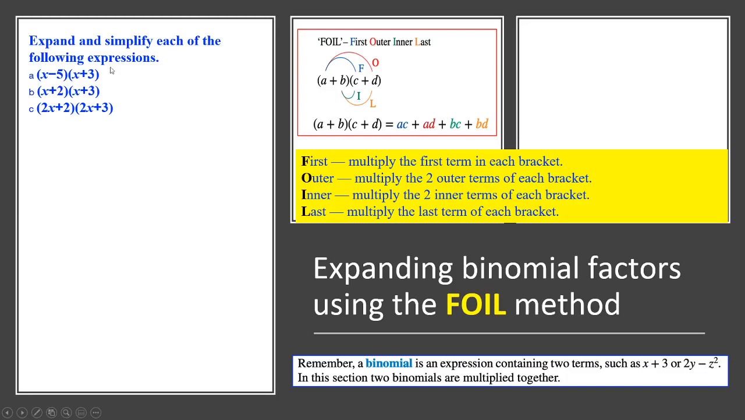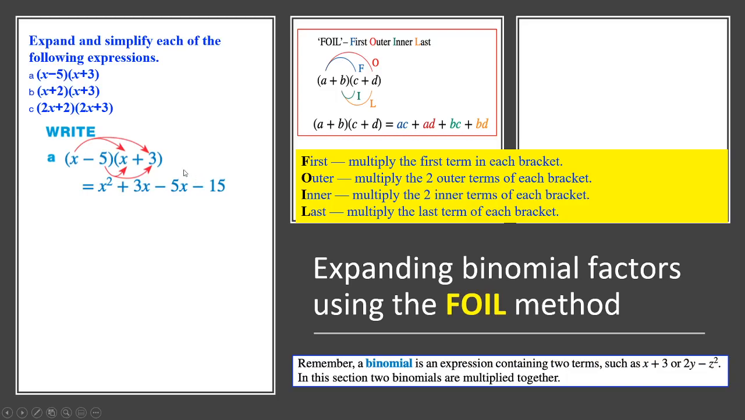So let's have a look at this first example over here. x minus 5 and x plus 3 are our two binomials and we're multiplying them together. First off, sometimes we'll draw some arrows to give us a little bit of a hint of what we need to do. So starting off, first, x times x gives us x squared. And then x times 3 gives us plus 3x. And then minus 5, because that minus is part of this term, times x gives us minus 5x. And minus 5 times 3 gives us minus 15.